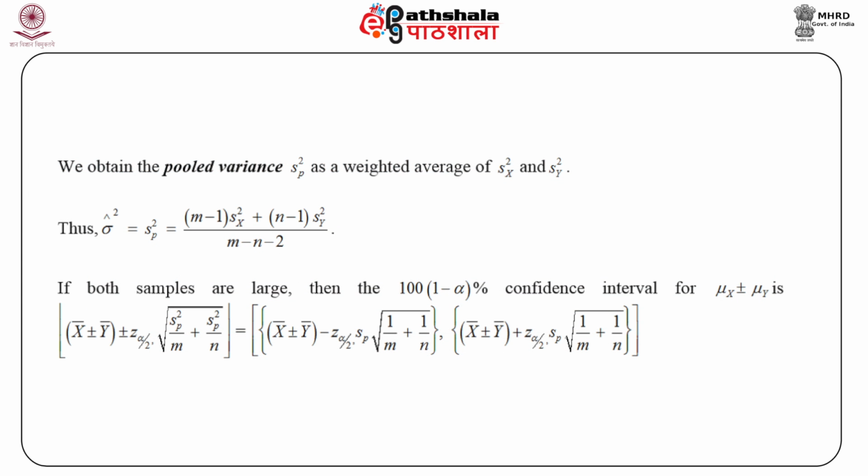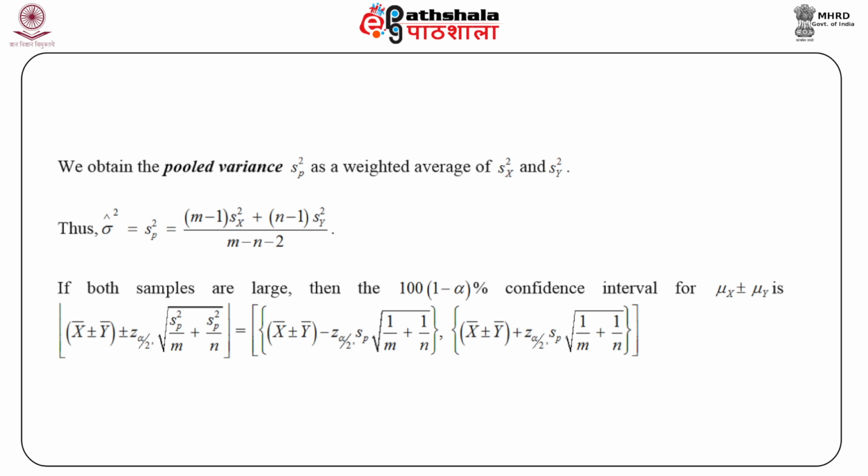We obtain the pooled variance s p square as a weighted average of s square x and s square y. Thus, sigma hat square is equal to s p square, which is equal to m minus 1 times s square x plus n minus 1 times s square y, upon m plus n minus 2.